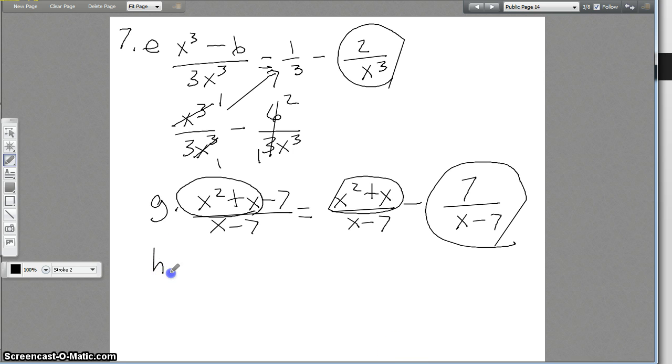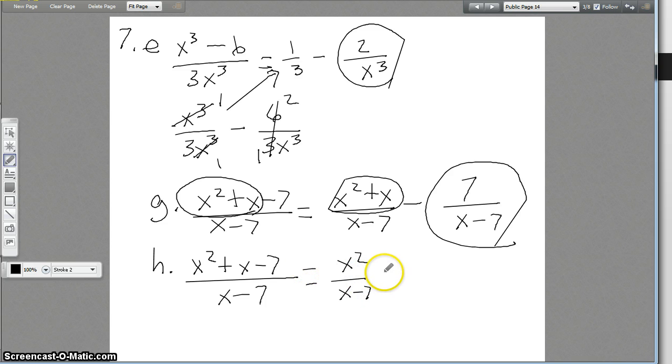Okay, now we're going to do one more part, part H. We have the same thing on top, x squared plus x minus 7. And this time on the bottom we have x minus 7 again. But on the right side, what we have is x squared over x minus 7 plus something. We don't know what goes there. Well, if we look, we still have the same denominator, so we know we're going to have an x minus 7. And here's our x squared, so there's our x squared. So the rest of what belongs up there must be x minus 7.